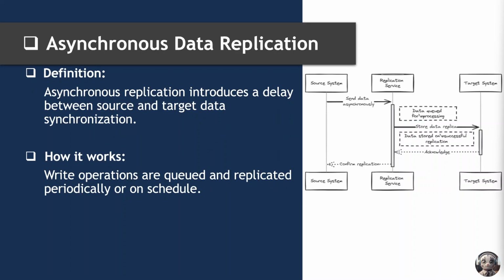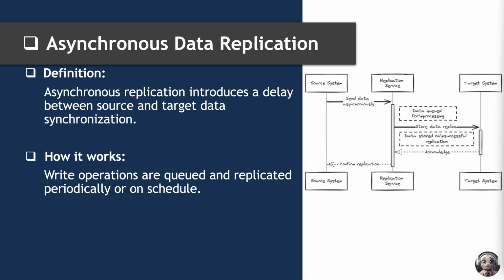First, we will take a look at the definition. Asynchronous replication introduces a delay between source and target data synchronization. And how it works is, write operations are queued and replicated periodically or on schedule. The diagram illustrates the process of asynchronous data replication, where data is transferred from a source system to a target system without waiting for immediate acknowledgement or confirmation.